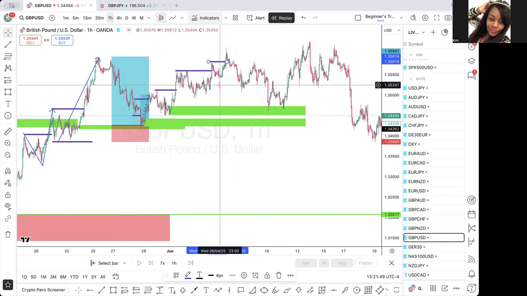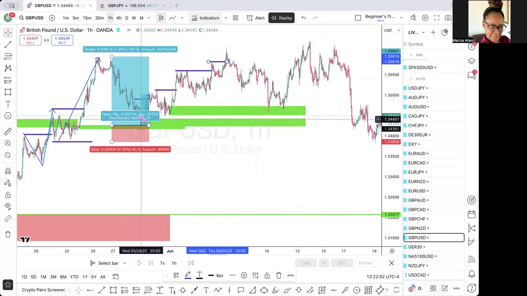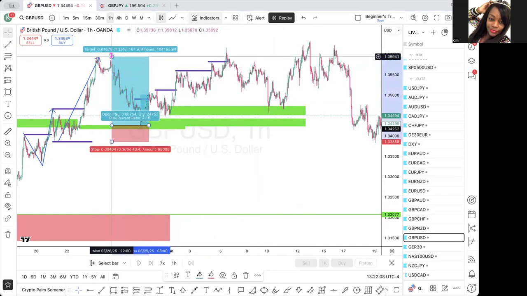Price broke here. There was a demand zone here, but as you can see, it pulled back to this initial demand zone and then buy. But if I'm in this trade right here, I'm taking it to my high. That's the only trade I'm in. I only need one trade.